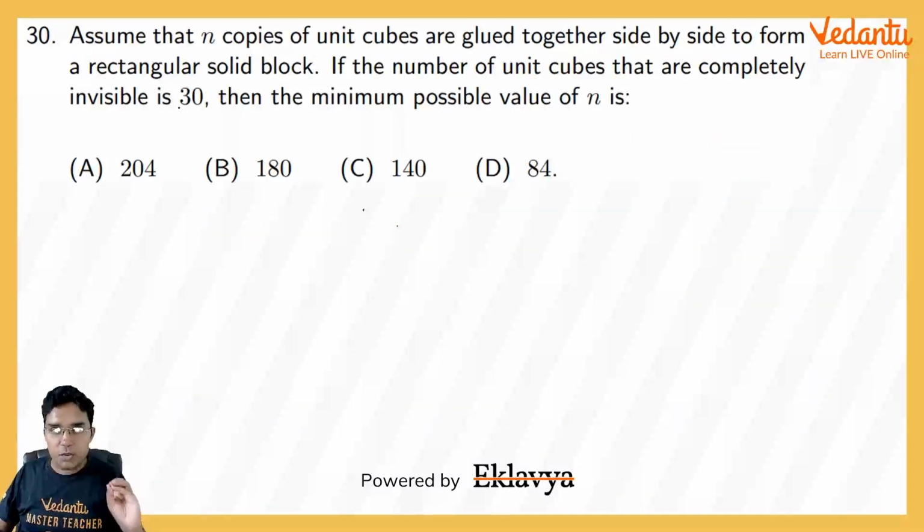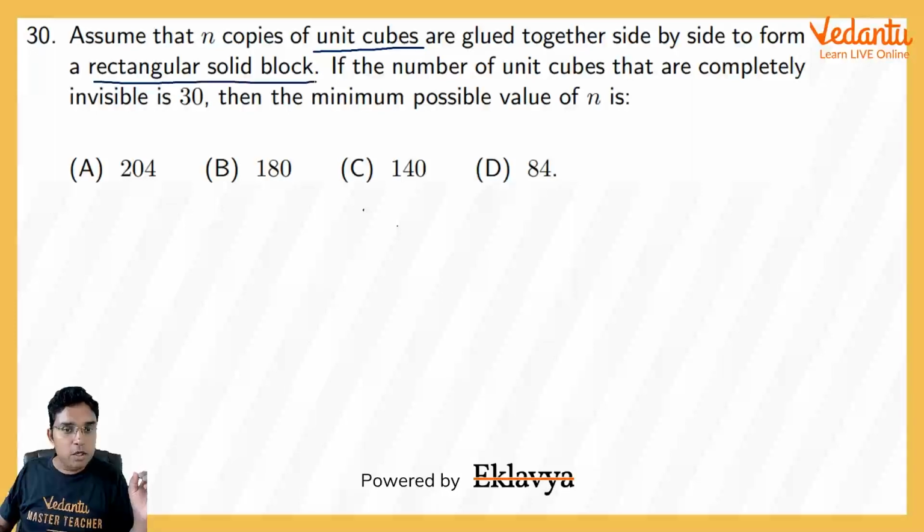Now coming to the last question, which says: assume that n copies of unit cubes are glued together side by side to form a rectangular solid block. If the number of unit cubes that are completely invisible is 30, then the minimum possible value of n is. First of all, let us understand that a unit cube is a 1 into 1 into 1 cube, and by joining them we are forming a rectangular solid block. So if the length, breadth and height of this block are A, B and C, then A into B into C will be equal to n.